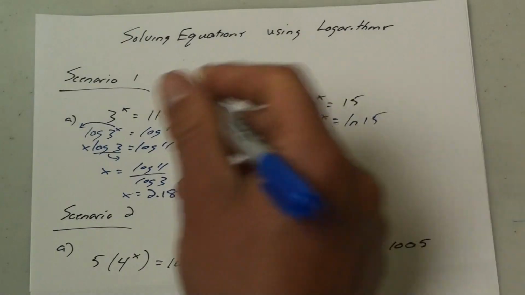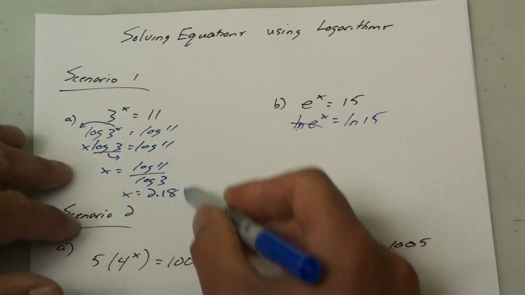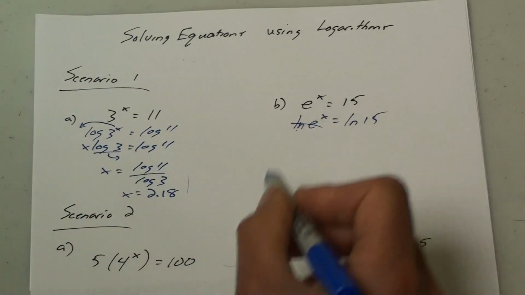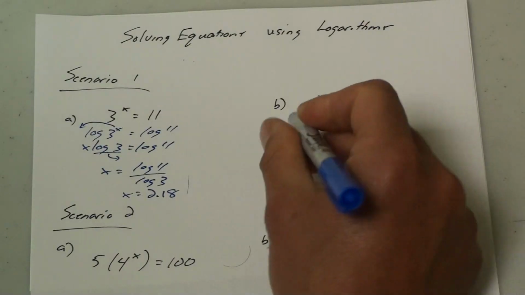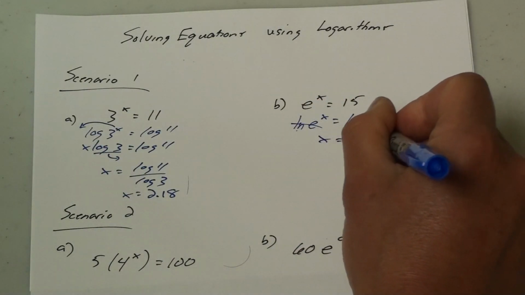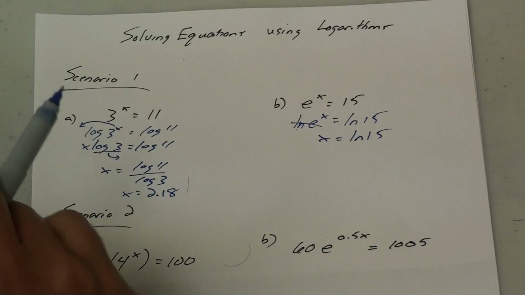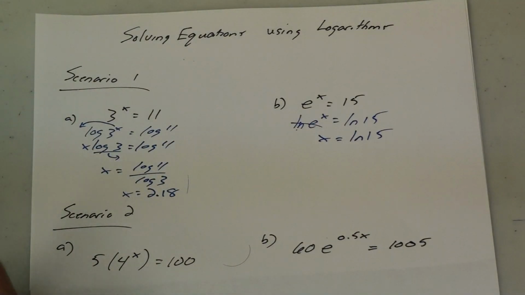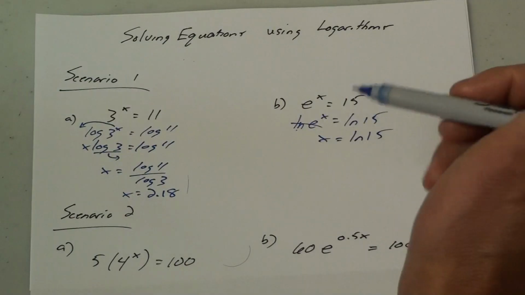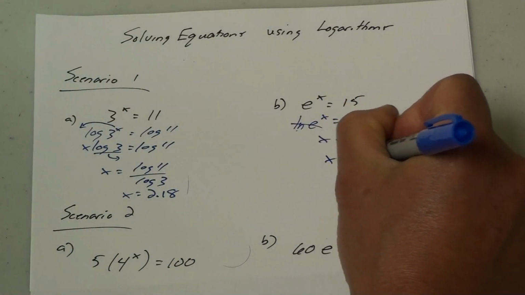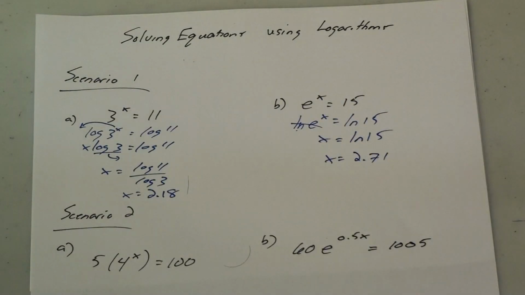So really, in this case, I don't need to go through all this rearranging. I can just simply get x by itself, because I canceled that out: natural log of 15. If you did do all the rearranging, it would be totally fine. You would get the exact same answer, but you don't need to. Natural log of 15 equals, in this case, 2.71.